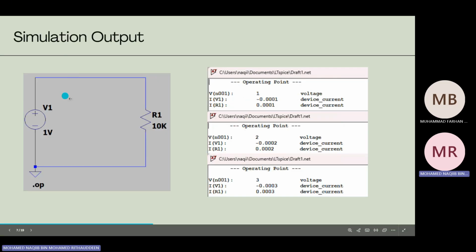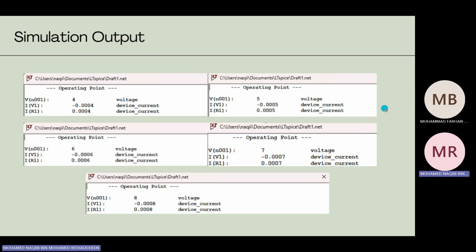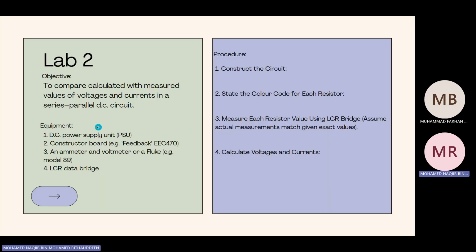For circuit 3, also the same. We increase the resistor, and the current should be lower than the previous circuit, and it increases step by step because we increase the voltage. Actually, this lab is primarily to explain Ohm's law, V equals IR. That's all. Next I will pass to Farhan.